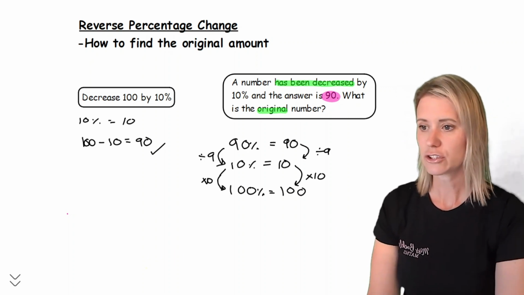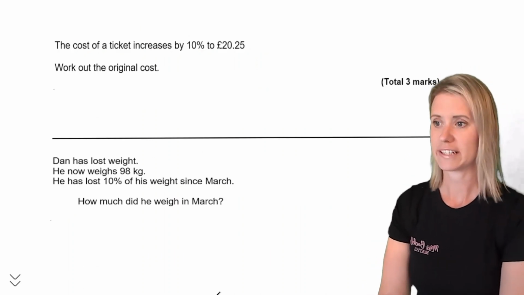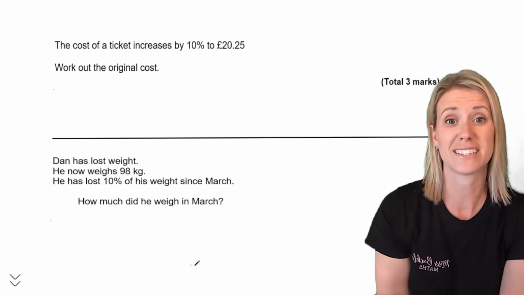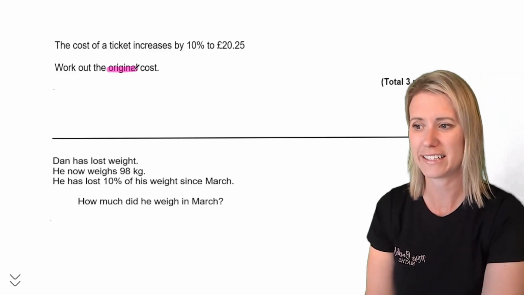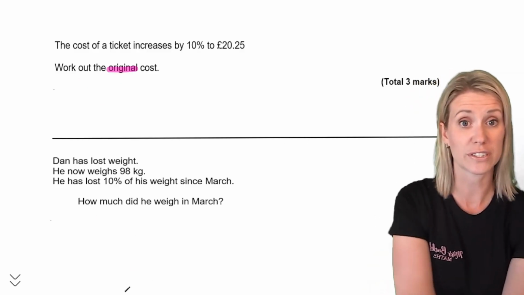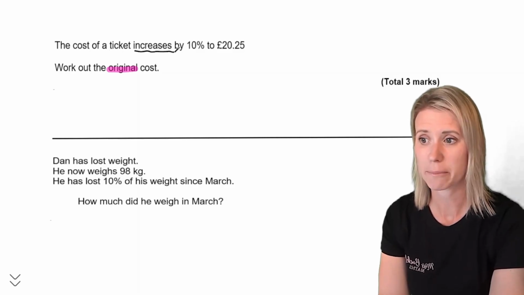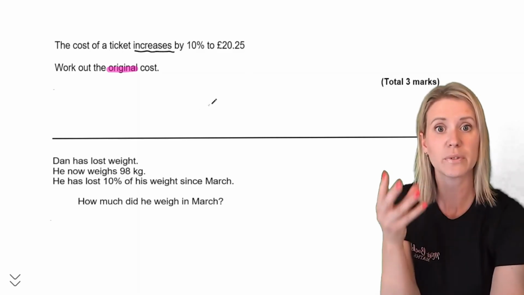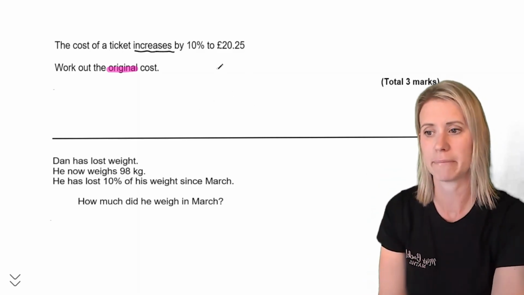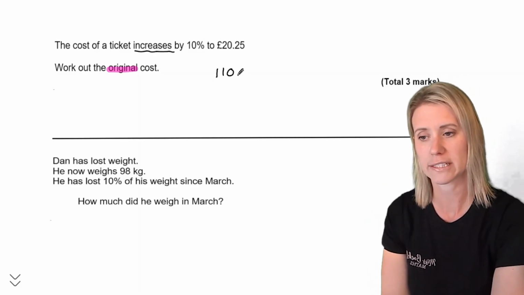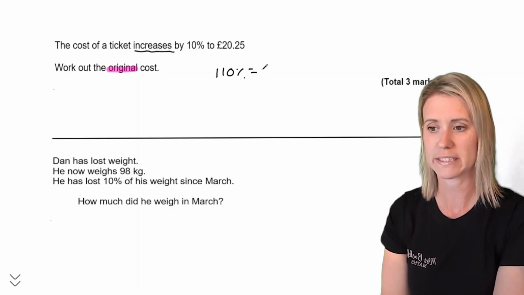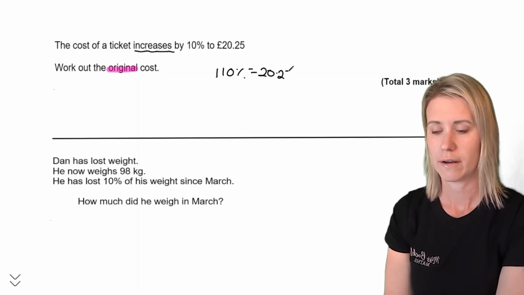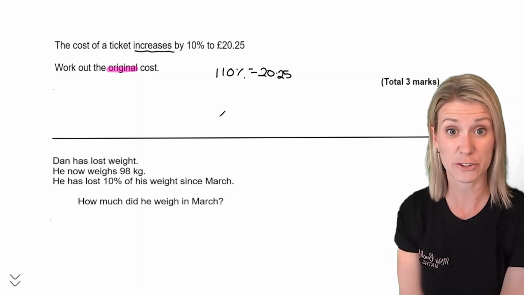Okay, so let's try some GCSE questions based on this. The cost of a ticket increases, it's already happened, by 10%. And here's the trick, here's the highlight: work out the original cost. So it's increased by 10% this time. We've started with 100%, it's gone up by 10%. We now have 110%. So 110% is equal to £20.25. And we're trying to find what 100% would be.